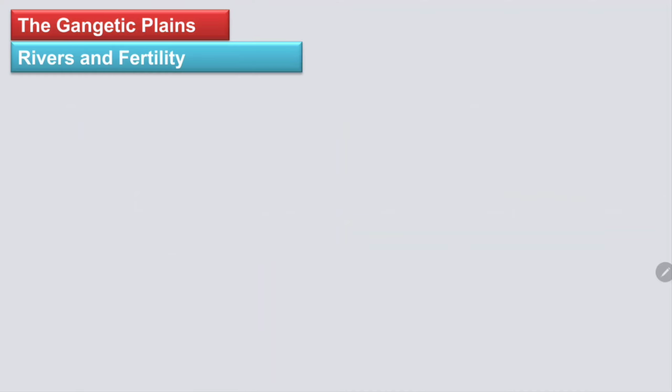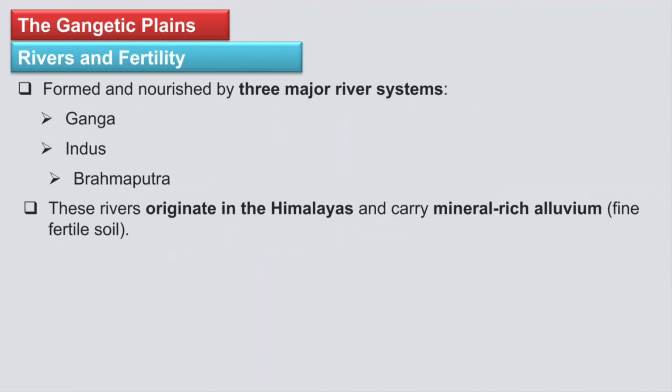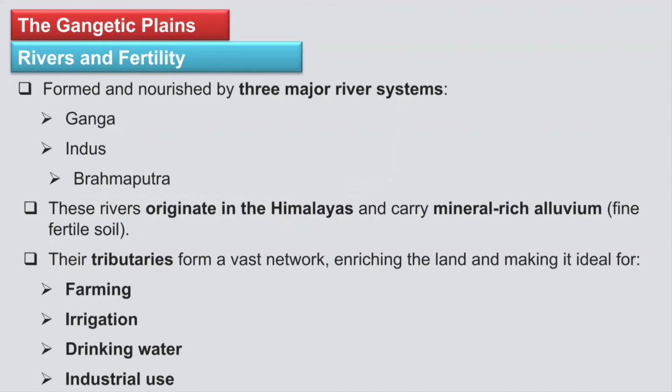So now let us see about the Gangetic Plains: rivers and fertility. Formed and nourished by three major river systems, the Ganga, Indus and Brahmaputra. These rivers originate in the Himalayas, all three of them originate in the Himalayas only, and carry mineral-rich alluvial, fertile soil. That is why it has been very fertile and very densely populated. And their tributaries form a vast network enriching the land and making it ideal for farming, irrigation, drinking water and industrial use.